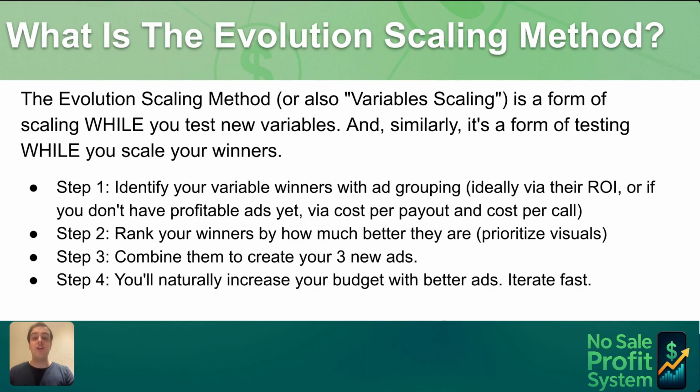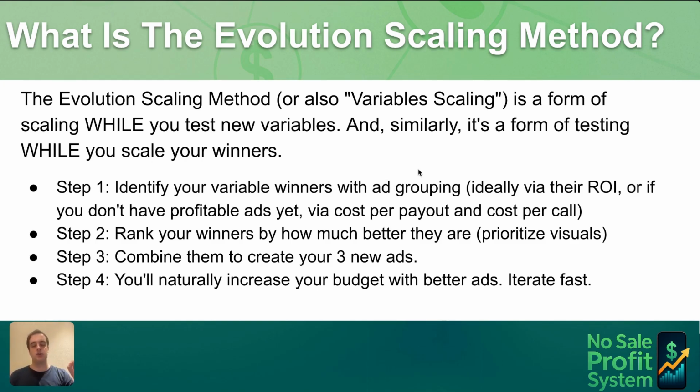But once you find profitable ads, it's time to implement the evolution scaling method, which is a very powerful method. So it's a form of scaling while you test new variables. And similarly, if you think about it, it's vice versa. It's a form of testing while you scale your winners. This is the step-by-step. Now, first, you need to identify your variable winners with ad grouping.